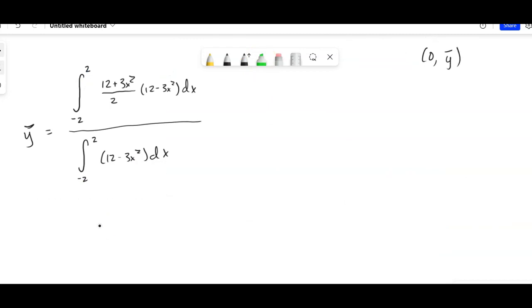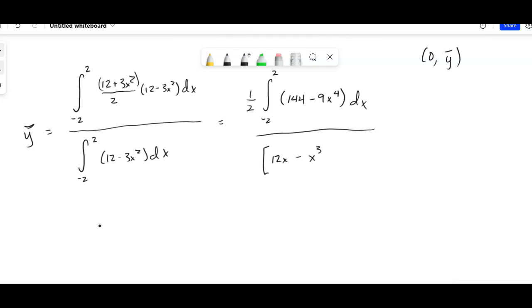All right, I've got a 1/2. I'm going to pull that 1/2 all the way out of this integration. Up top, this is 12 plus 3x squared times 12 minus 3x squared. If you recognize that, that's a difference of squares factored form. So I can square the 12 and I can square the 3x squared. That'll be 9x to the 4th. And that's what I'll get when I multiply that numerator together, dx. All right, on the bottom, this is ready to start being integrated. So that's going to be a 12x. This is going to be a 3x cubed over 3, or just x cubed. And I'm plugging in 2, I'm plugging in negative 2.